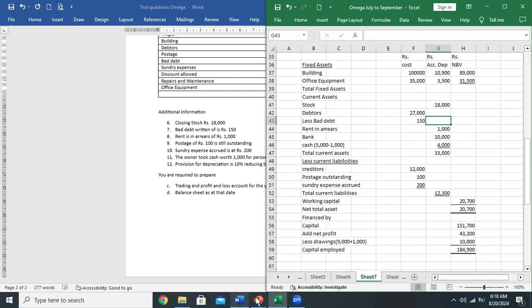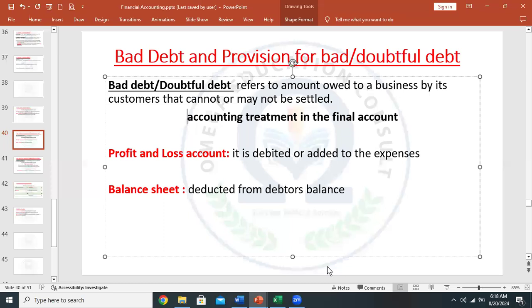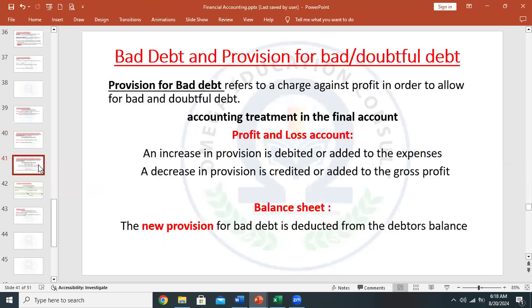Provision for bad debts. Provision for bad debt. We are saying that because every business assumes that maybe some of the customers will die, some of them may go mad, so they make provision, they provide for that particular incident. How do they do it? They do it by charging it against their profit.